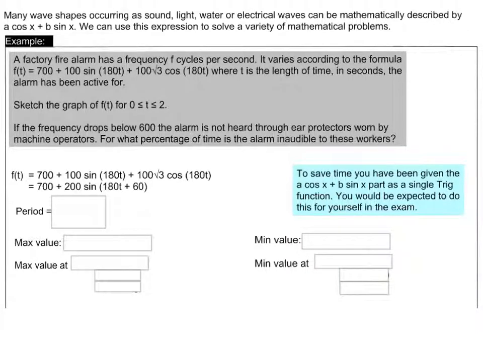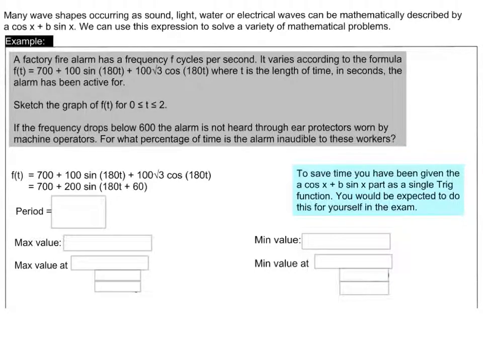The question gives us this situation here where we've got a factory fire alarm. Formula for its frequency is given here. And we've been asked to do two things with it. We've been asked first of all to sketch the graph, and we've also been asked to specify the percentage of time the alarm is inaudible to the workers. And it's important to note that when the frequency drops below 600, the alarm's not heard. So it's inaudible when it's below 600.